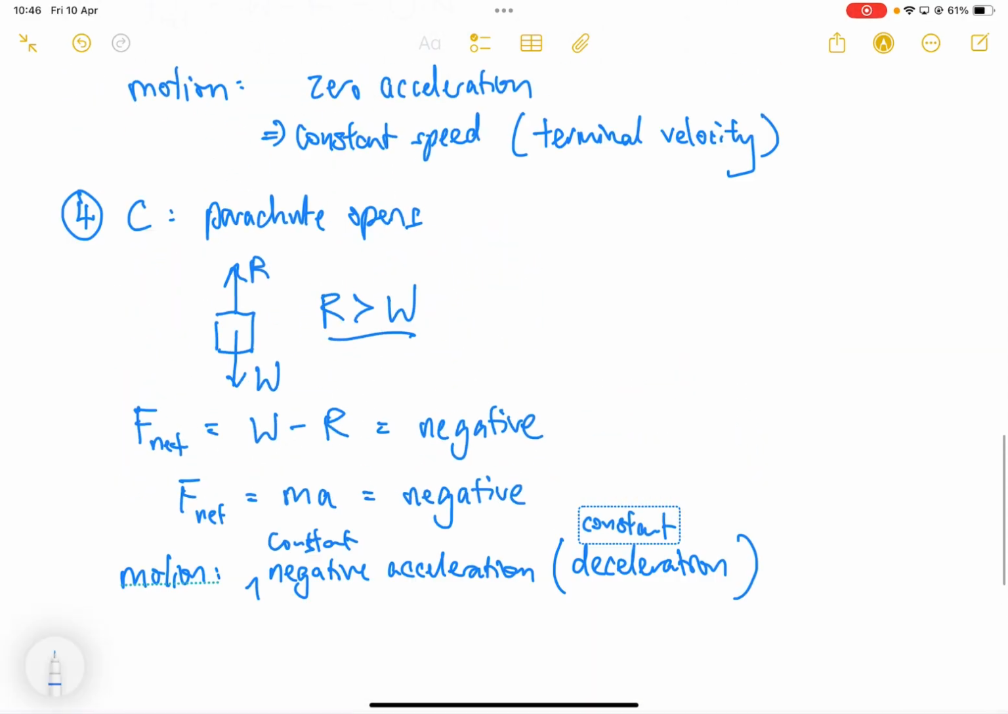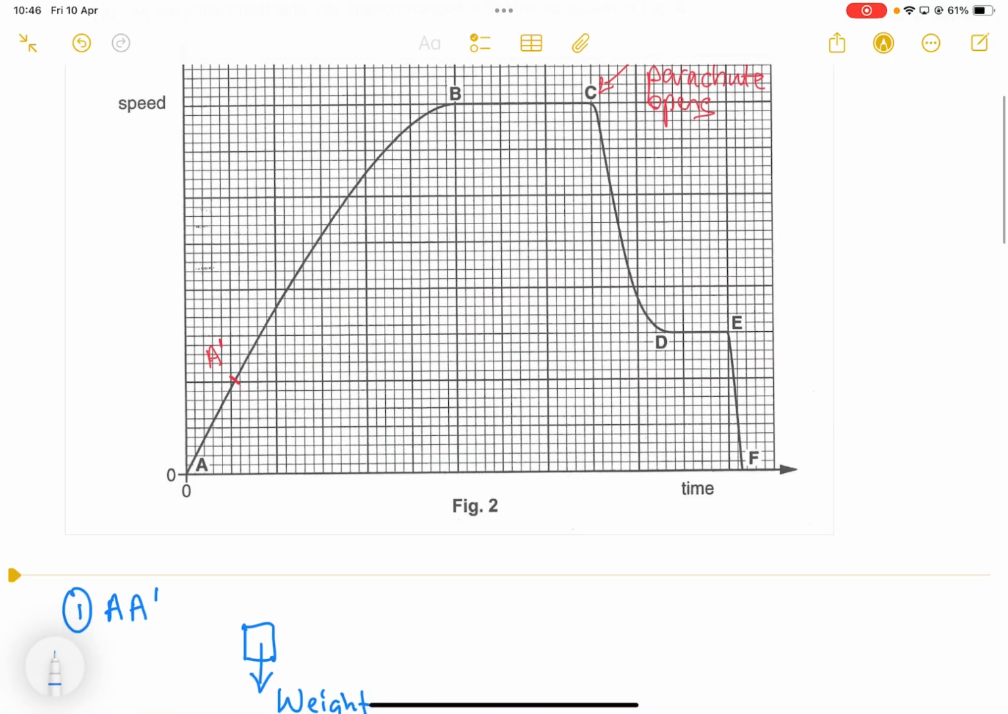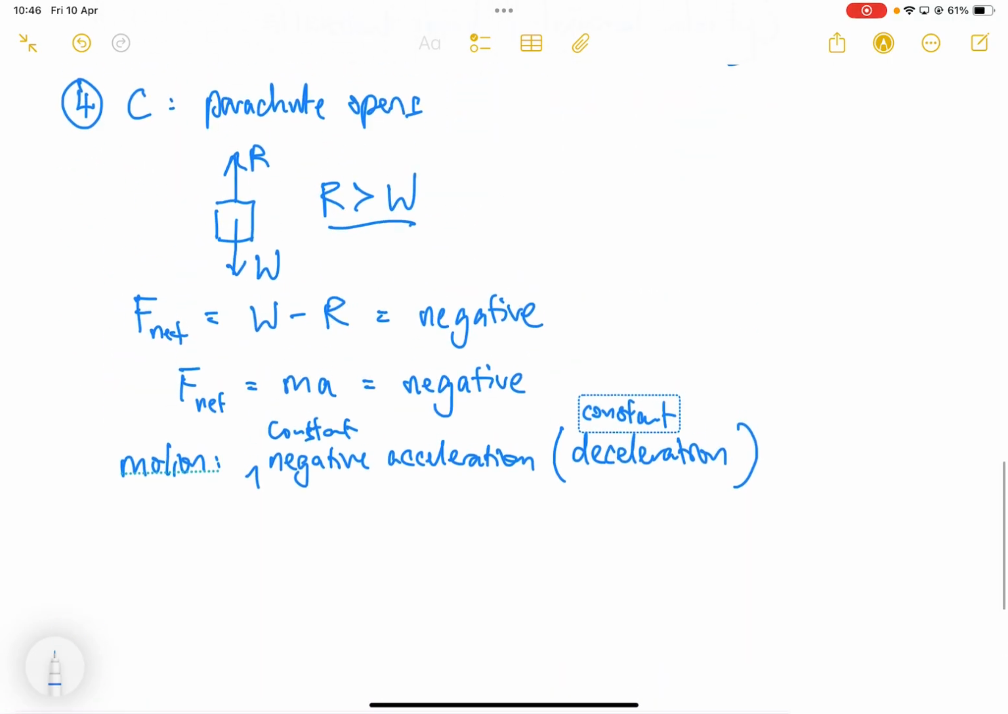Now we go on to the next part, which is from D to E. Now, as we saw in the video just now, eventually the parachutist will reach another constant speed, which is now much slower than before.